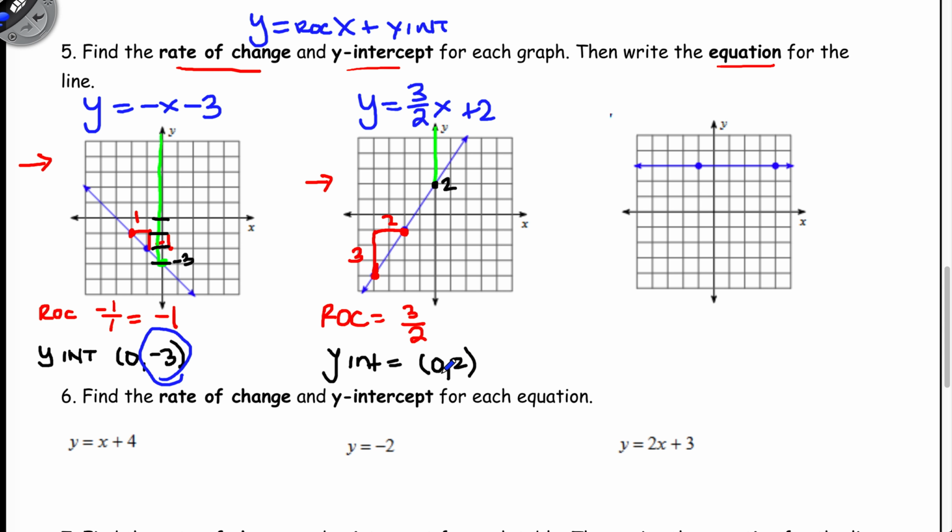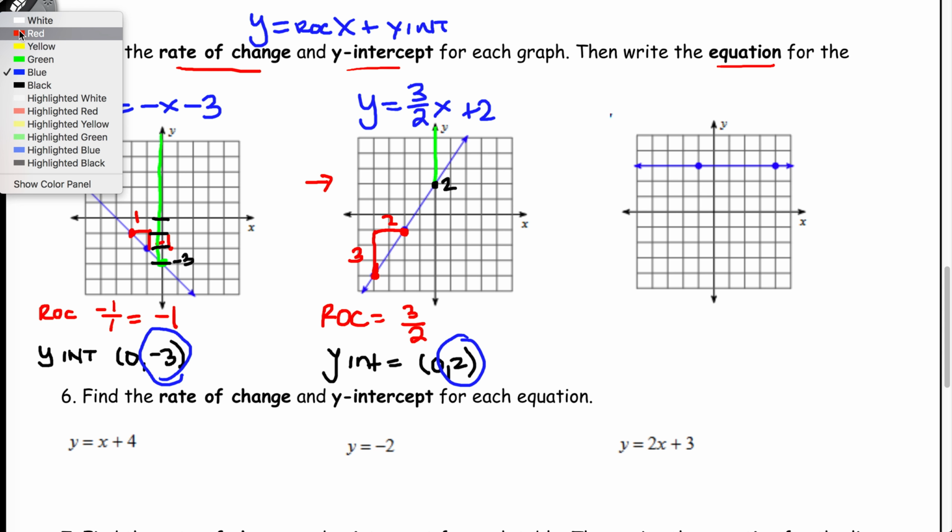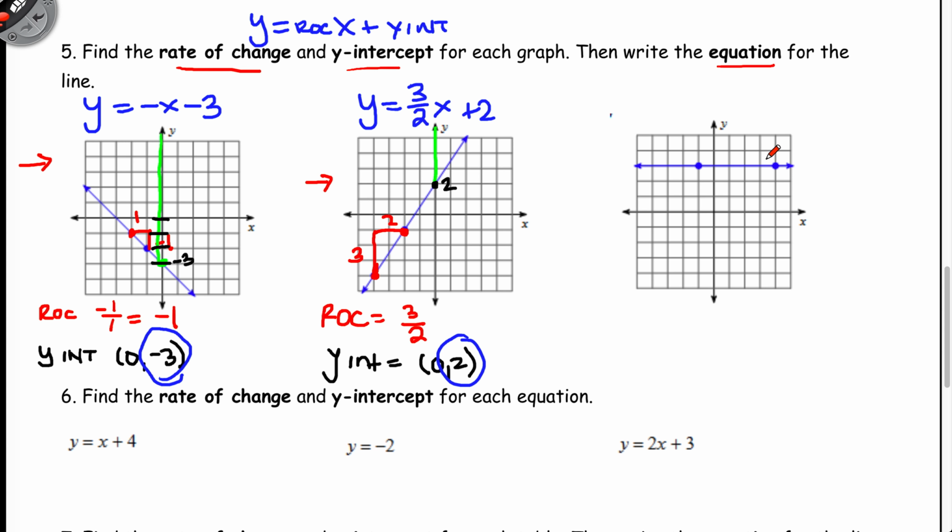And this time it's because the 2 is positive. Now, if you look at this next problem, you'll notice you have a flat line. That means no matter what you do to the x, you're always going to get this answer for y. So there is no rate of change because there's no change in the line. The line isn't changing. It's staying flat. So for this one, there's no rate of change.